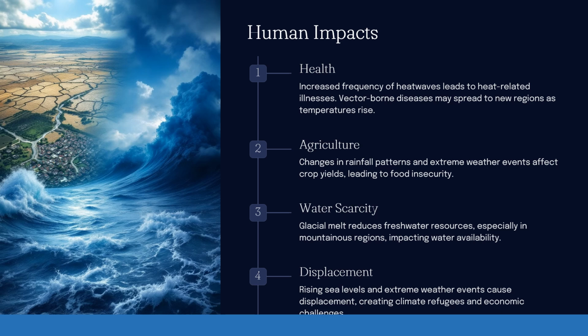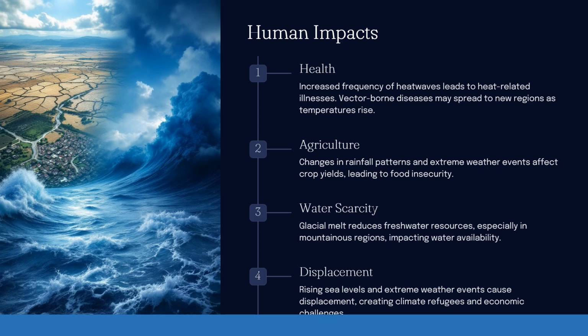Now, let's look at some of the human impacts of global warming. Health. Global warming is increasing the frequency of heat waves, which leads to more heat-related illnesses like heat exhaustion and heat stroke. Additionally, as temperatures rise, diseases carried by insects like malaria and dengue may spread to new regions, putting more people at risk.